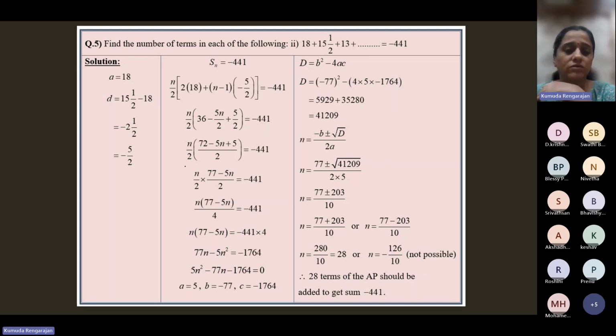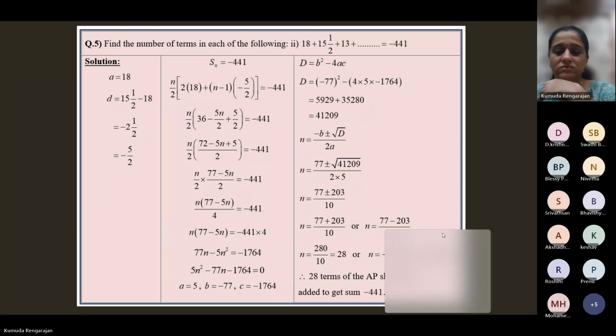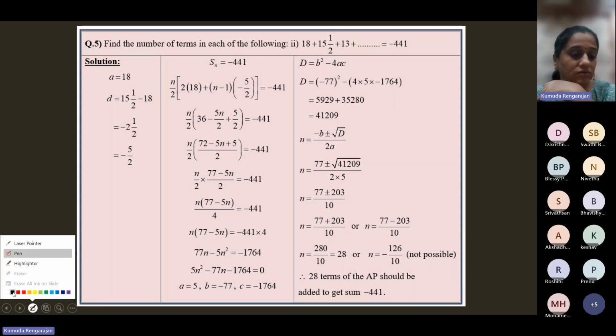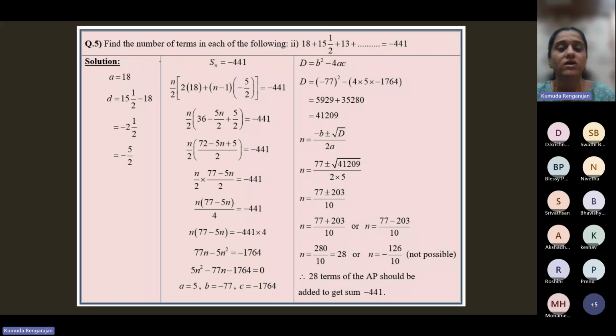Okay, since it's time, I'll share this image on WhatsApp. So let me explain the different parts of this answer. As you know, you have to first write out the values of A and D. A is 18 and D is 15 and a half minus 18, which is minus 5 by 2. Now we need to find the number of terms that have to be taken to get the sum as minus 441. The sum of the first how many terms of this AP will give us minus 441 is the question.